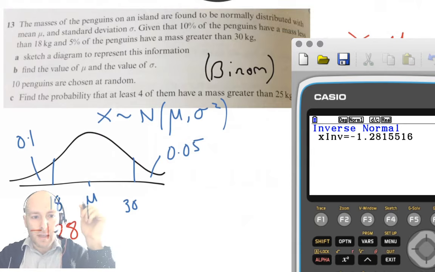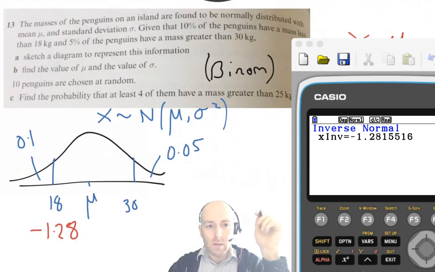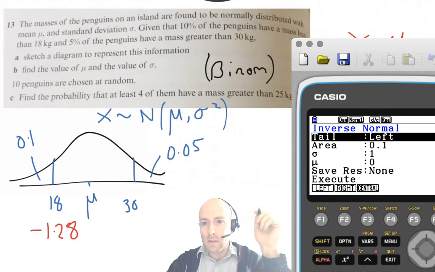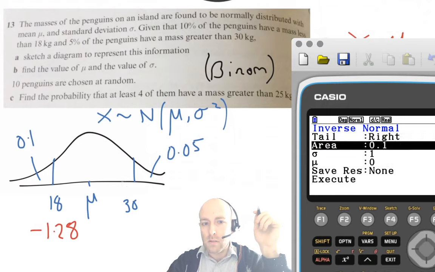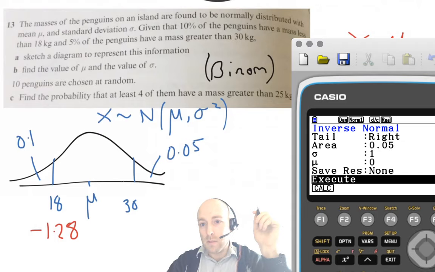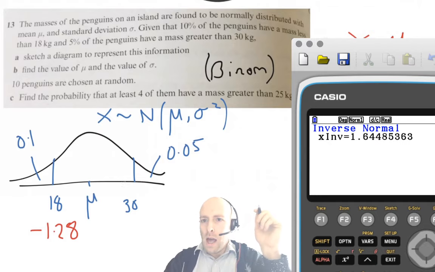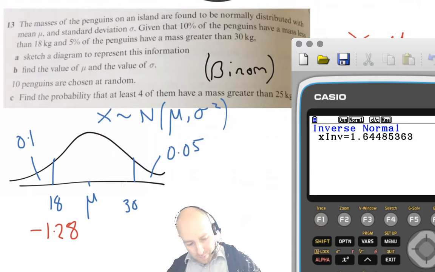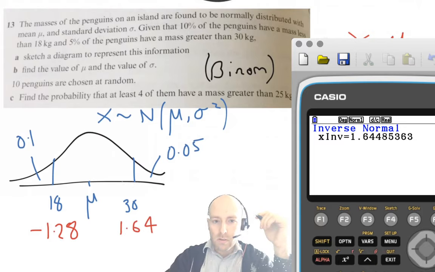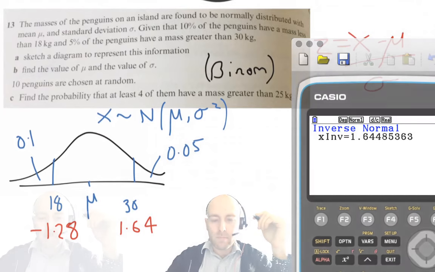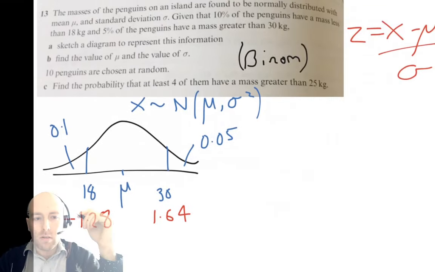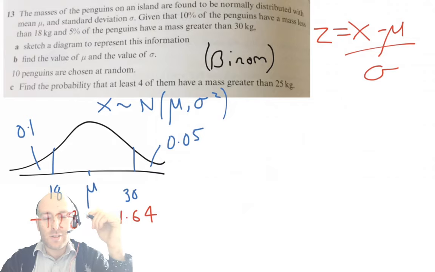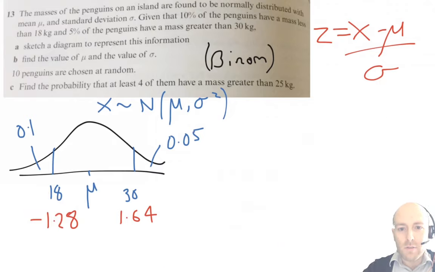And we can do the same thing with the other one. So put in 0.05, tail to the right, 0.05. Which you could actually do in the table as well if you wanted to. And we get 1.64. So those are my two values. All right, those are the two values.